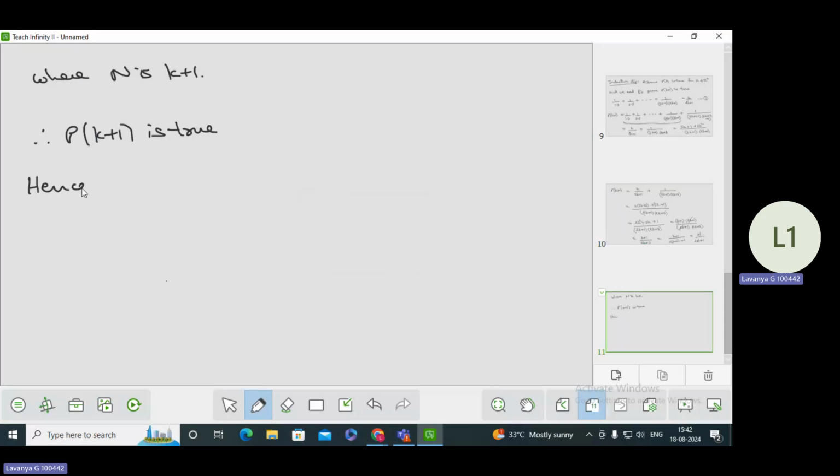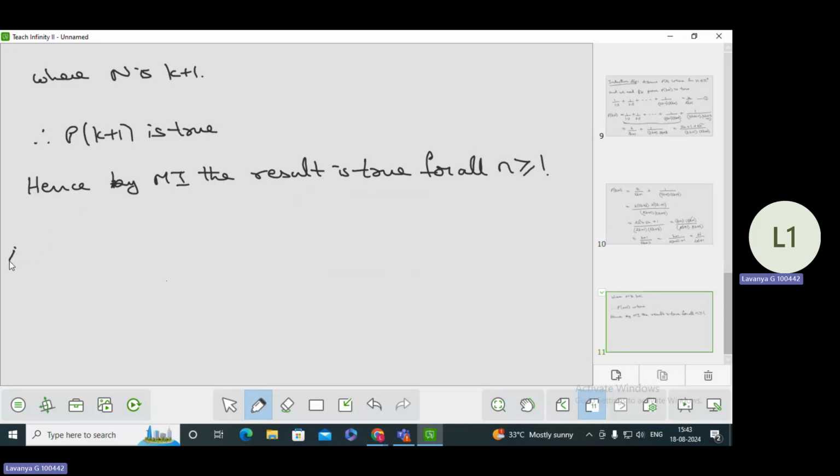Hence, by mathematical induction, the result is true. The result is true for all n greater than or equal to 1. This is what we wanted to show. Okay. I suppose now you are feeling more familiar with this topic. Let us look into some more problems under the category.